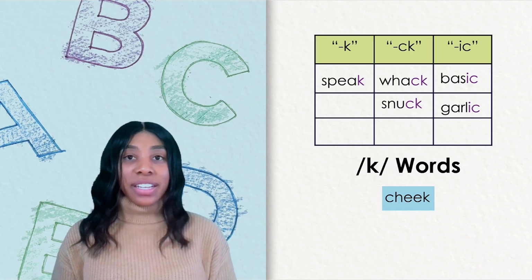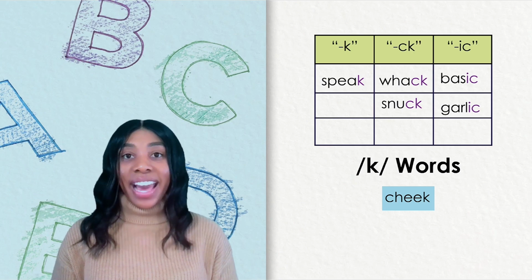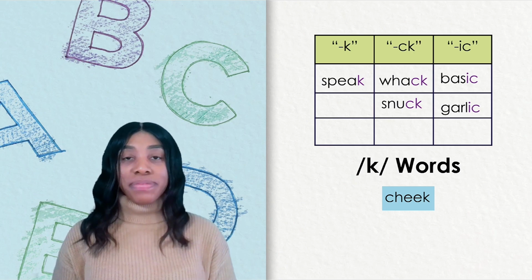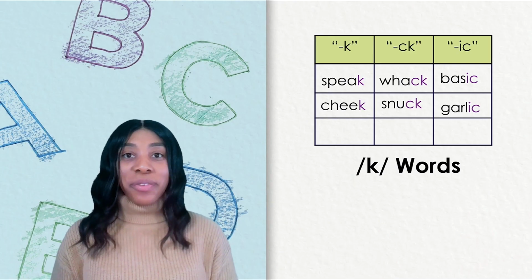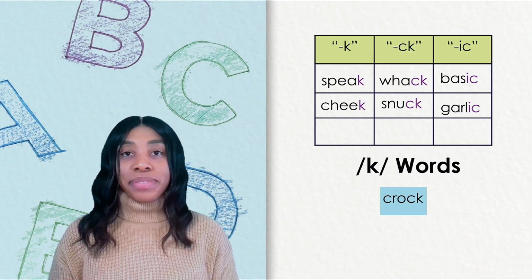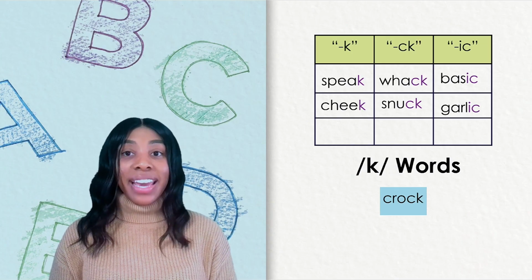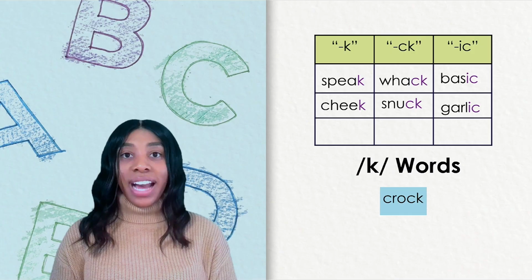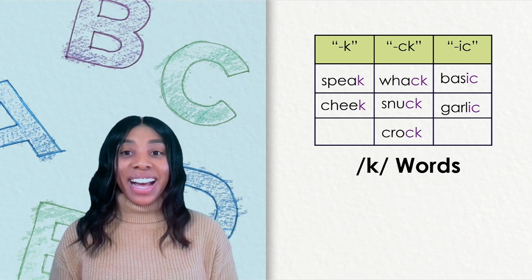Cheek. Which column would cheek belong in? Would it go in the K, CK, or IC column? Cheek goes in the K column. Keep up the great work. Our next word is crock. Would crock go in the K, CK, or IC column? Crock would go in the CK column.